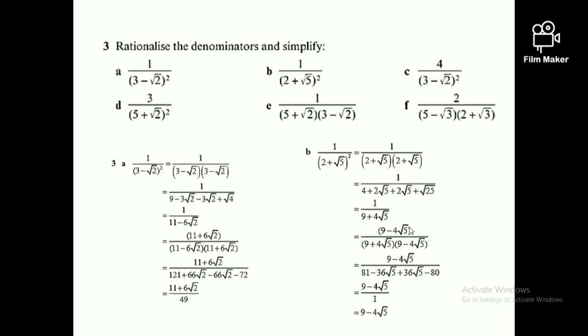1 into 9 minus 4 root 5 is 9 minus 4 root 5. Denominator: 9 into 9 is 81. 9 into minus 4 root 5 is minus 36 root 5. 9 into 4 root 5 is plus 36 root 5. 4 root 5 into 4 root 5 is 4 into 4, 16. Root 5 into root 5 is 5. 16 into 5 is 80. Minus plus turns into minus. Then you can cancel these two terms. 81 minus 80 is 1. 9 minus 4 root 5 divided by 1 is 9 minus 4 root 5 itself.